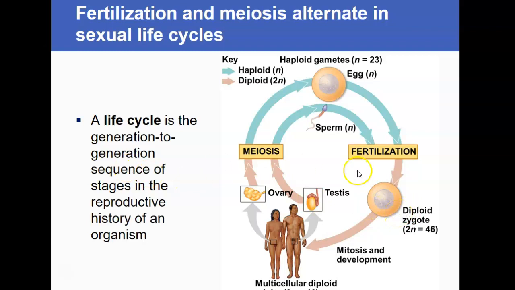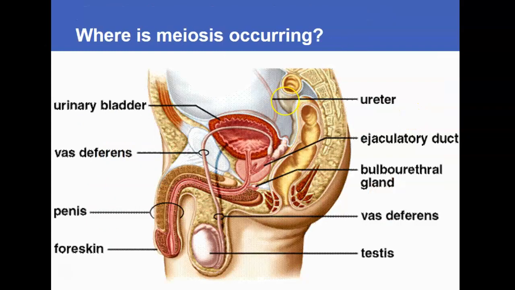Other organisms, particularly fungi and plants, have a different route where the main thing, the living part that you think of, isn't actually the diploid stage, but rather the haploid stage. So where is meiosis occurring? Here we have the anatomy for a male, and hopefully based on that previous slide, you can identify it's occurring in the testes.